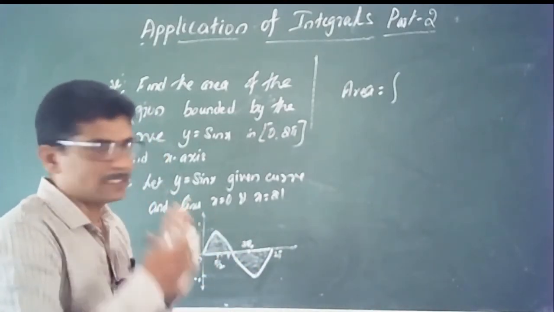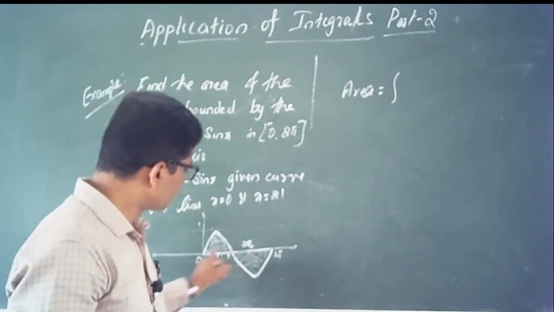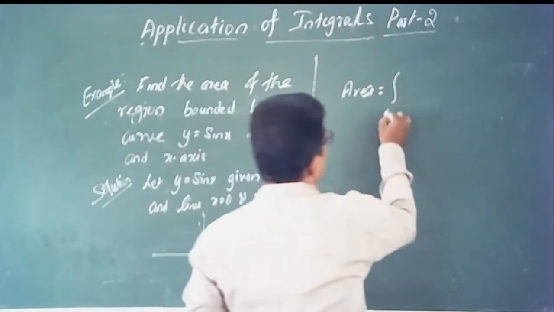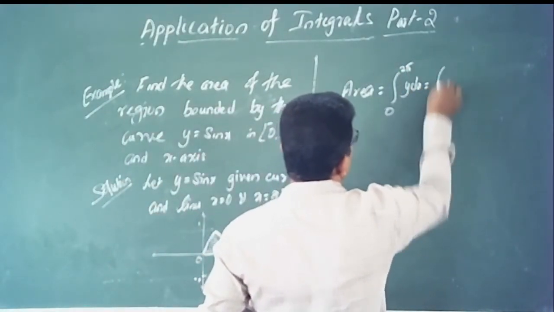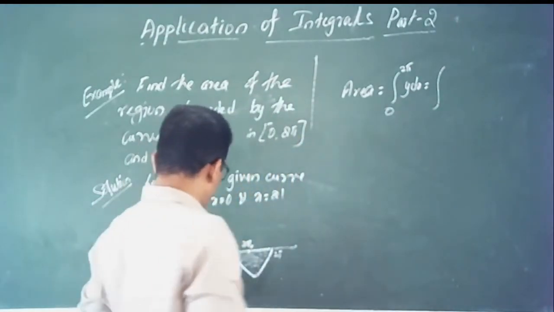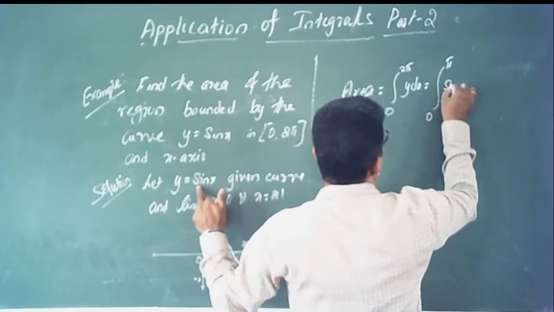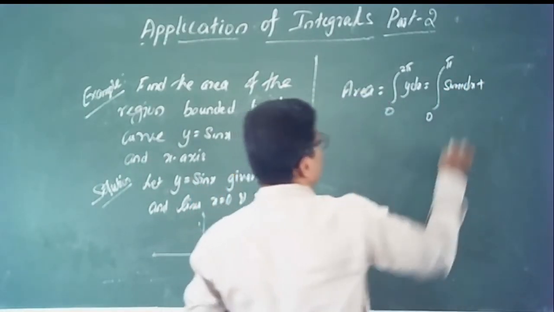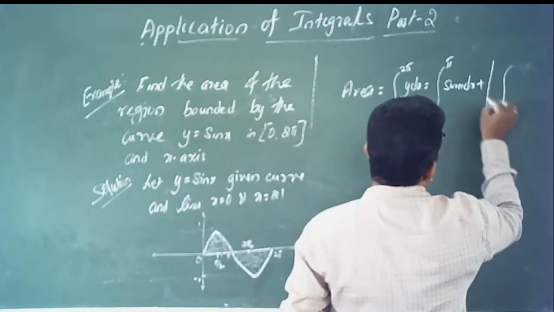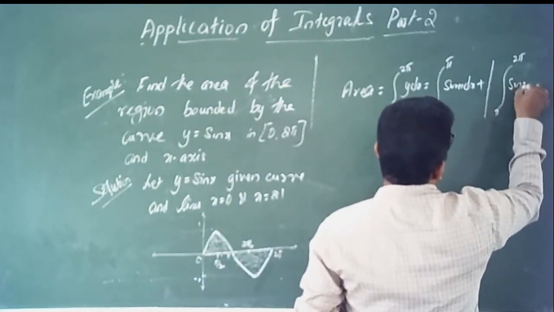Therefore split the integral. We do not write 0 to 2 pi directly. Here we split. Integral from 0 to 2 pi of y dx. How do we split this? 0 to pi, y means what? sin x dx, plus here pi to 2 pi below the x-axis. Therefore, taking the modulus sign, pi to 2 pi sin x dx.